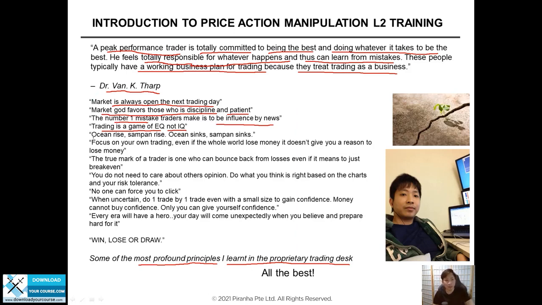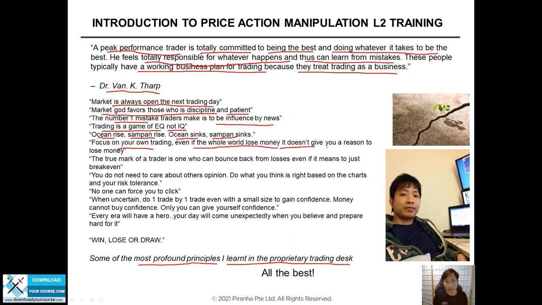Okay. Ocean rise, sampan rise, ocean sink, sampan sink. This is something that I learned, quite comical. It actually means that in the bull market, try to stick to the bull wave. In the bear market, stick to the bear wave. So try not to go against the overall market direction. If it's a very bullish bull market, do more longs than shorts. If it's a bear market, do more shorts than longs. Okay. Focus on your trading.